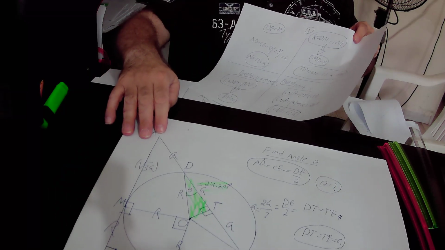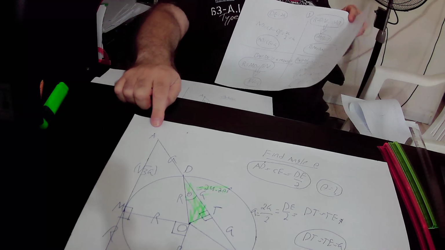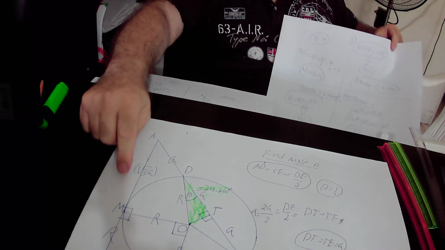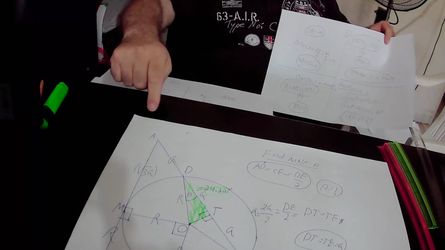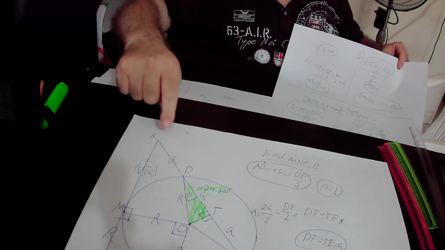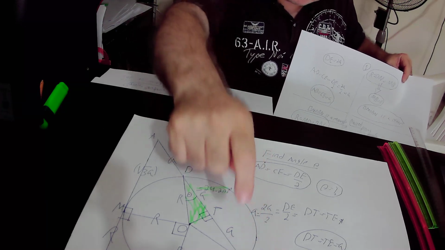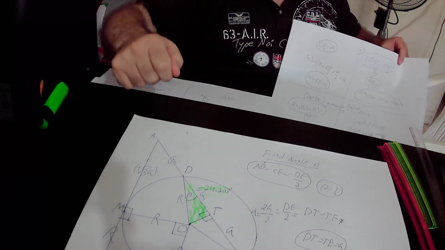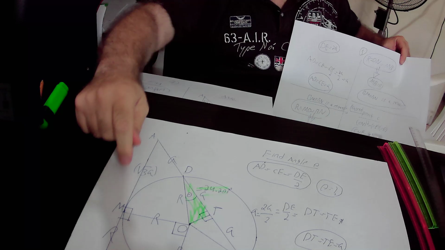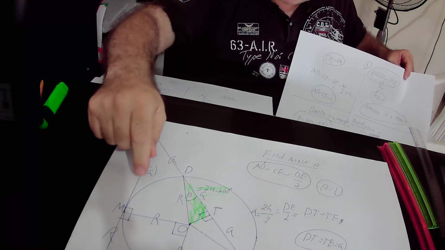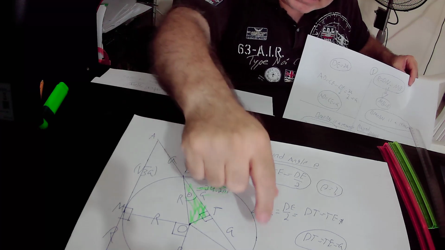Then we focused on the external point A. From the external point A, we have tangent AM, and we have this straight line that intersects the circle at point D and at point E. Therefore, we can implement rule number 10. According to rule number 10, AM squared equals AD times AE.